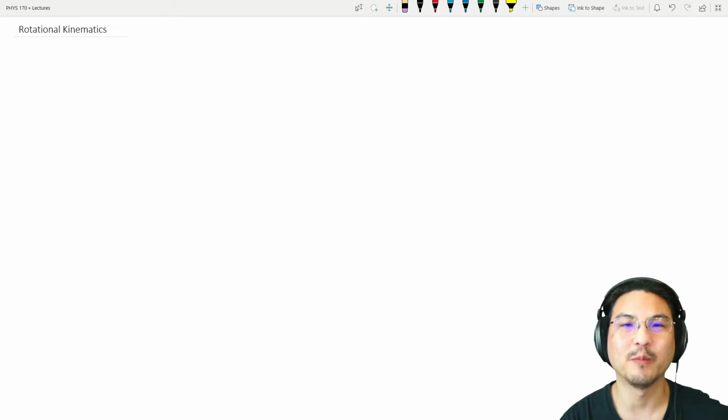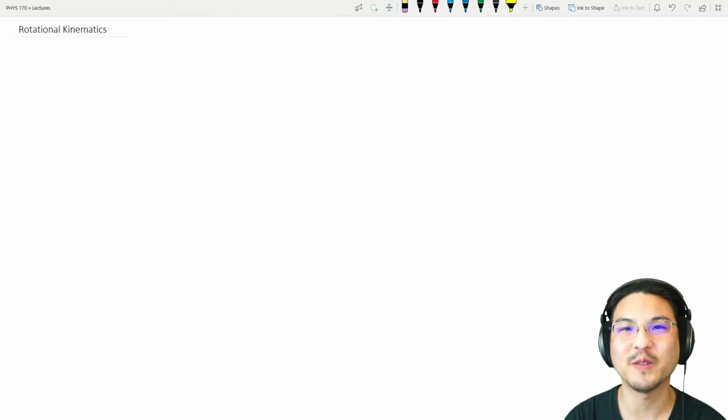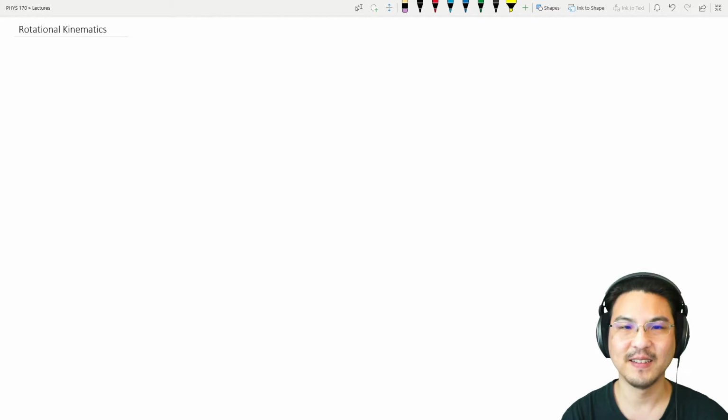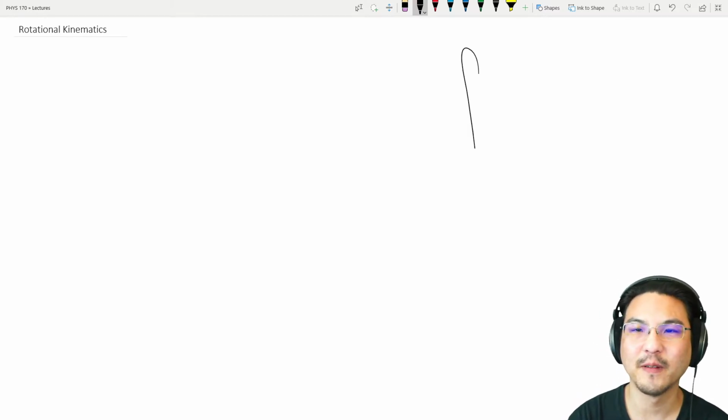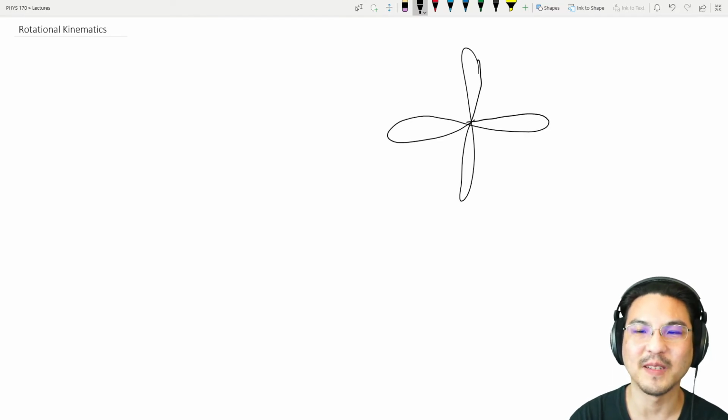Hey everybody, brand new topic. Let's get into some rotational variables and then talk about rotational kinematics. So let's say you have a wind turbine, and let's say the blades are just like this.